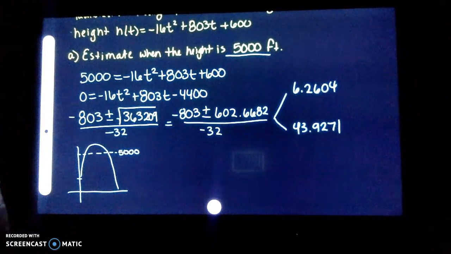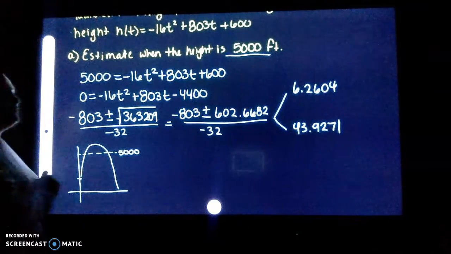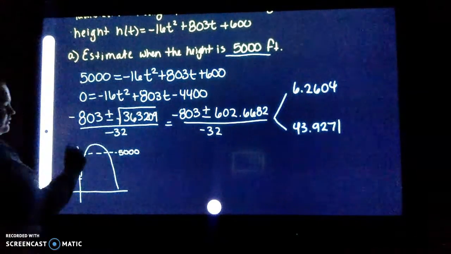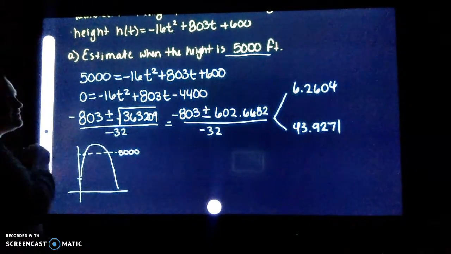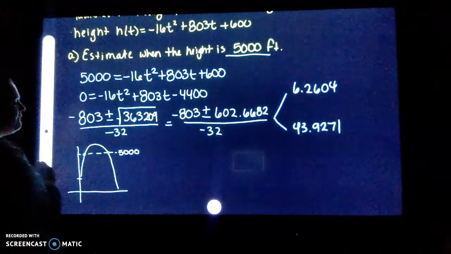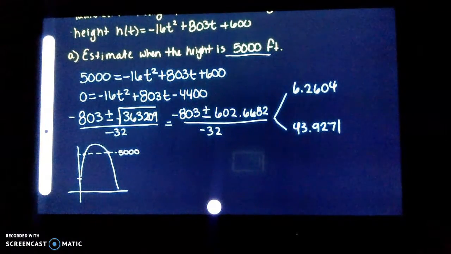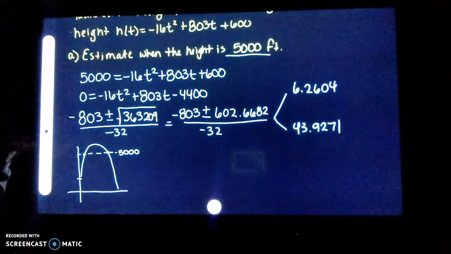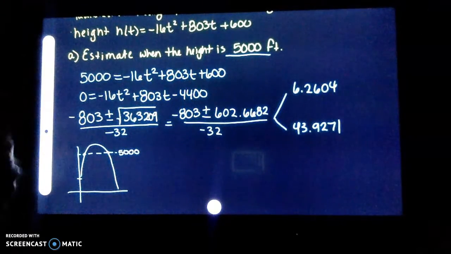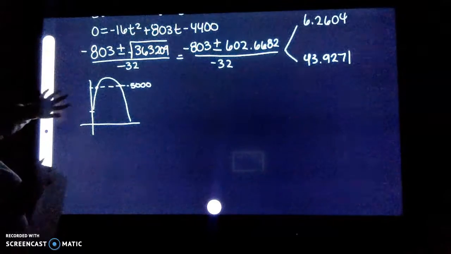that means my projectile passed 5,000 feet, hit its peak, and then came back down. Okay, so it first hit 5,000 feet at 6.2604 seconds, and on its way back down, it hit 5,000 feet again at 43.9271 seconds. So those are our answers for part A. You would just say t equals, we can say 6.3 for an approximation, and then 43.9 as well for an approximation.